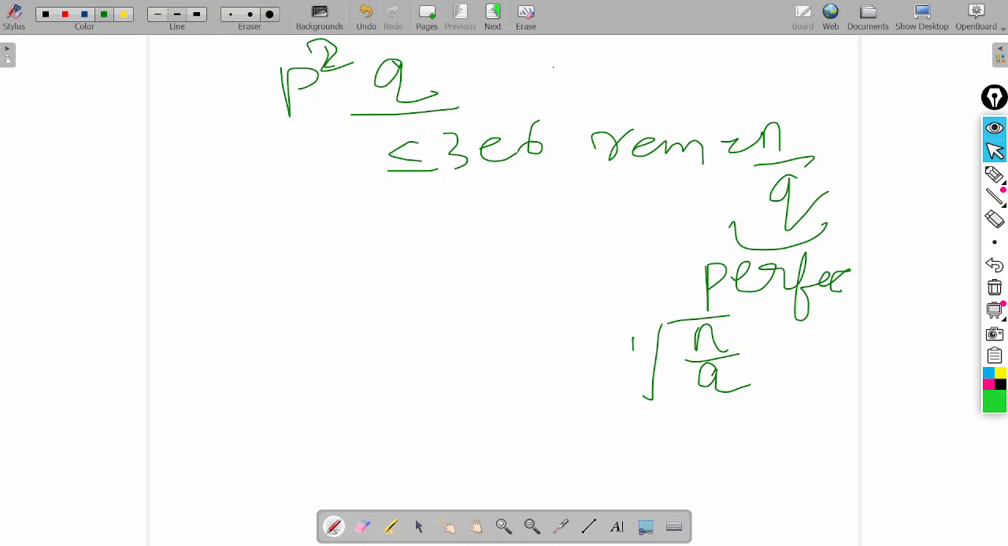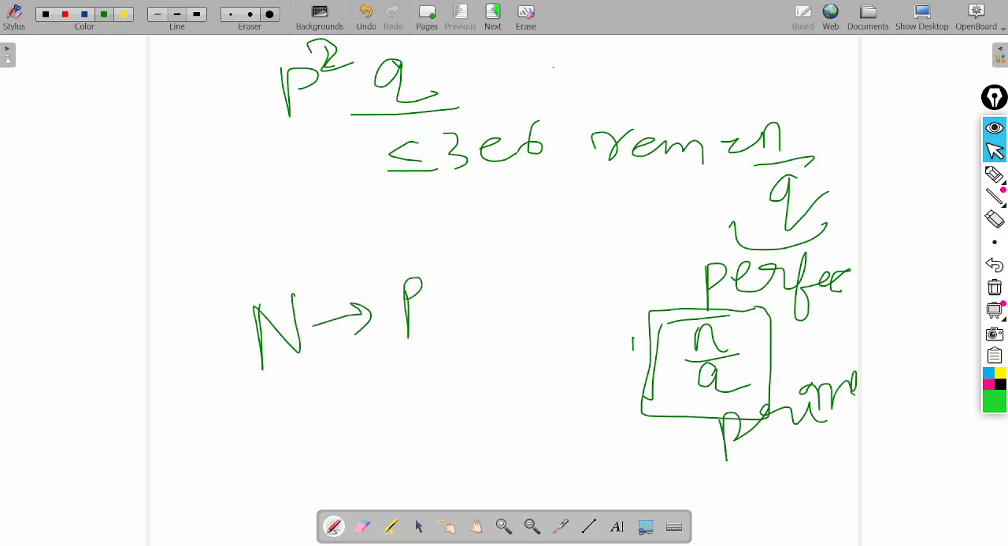We don't need to check whether the square root of n by q is a prime number or not, because the question guarantees that n can be represented as p square q, and since every number has a unique prime factorization, if the answer exists then it will be unique, and only one answer will be there.